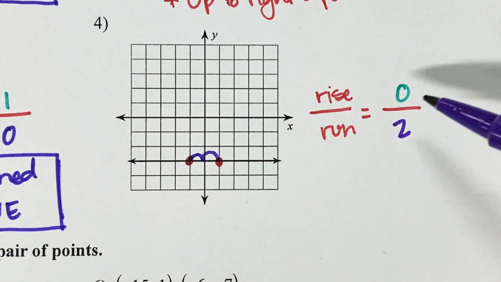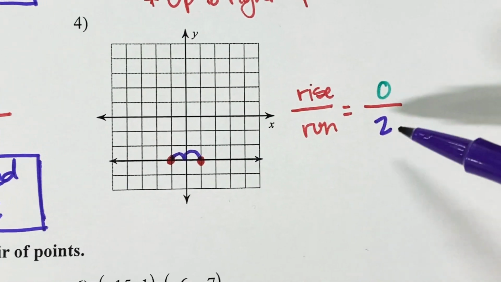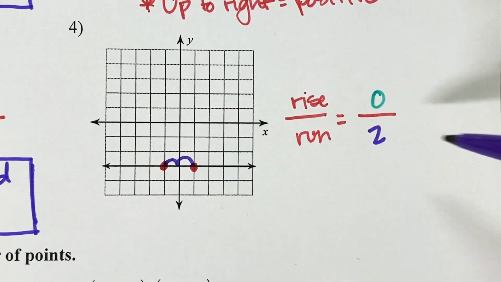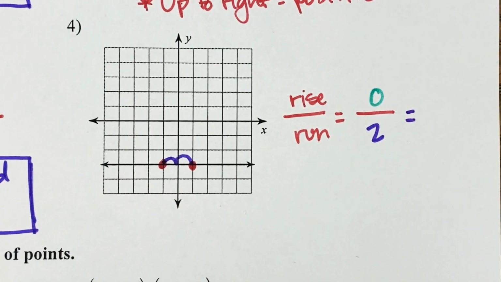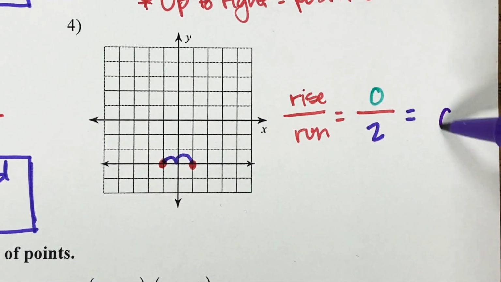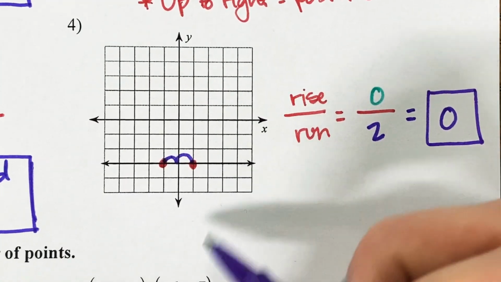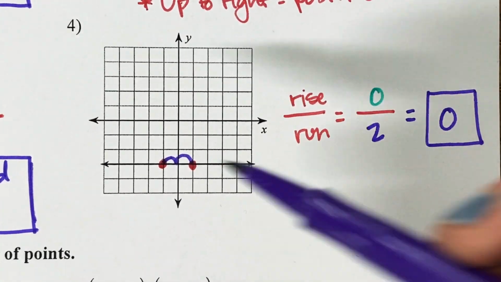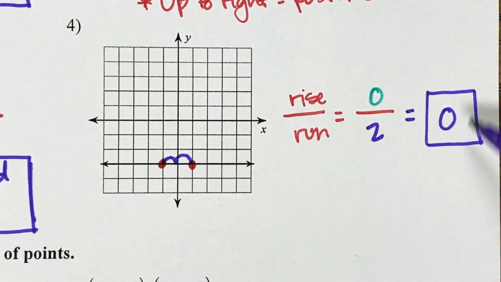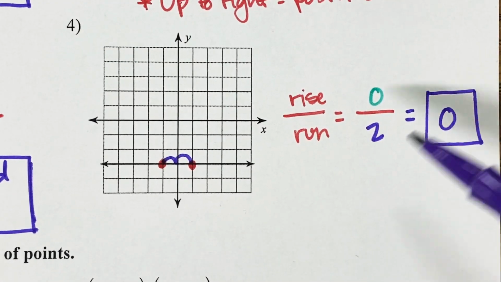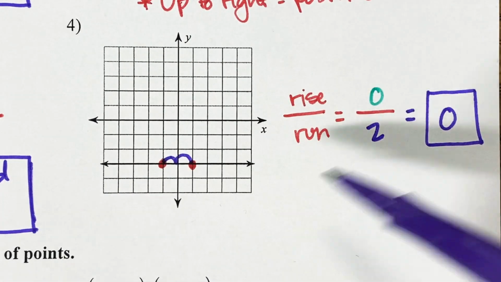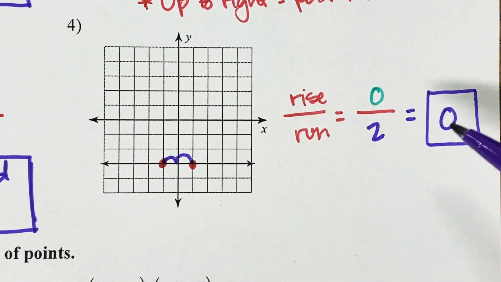Okay, but let's say I have 0 pencils divided by 2 people. How many pencils does each person get? What is 0 divided by anything? It's 0. Okay, so whenever you see a flat line, remember, think slope, snowboarding. If it's super flat, you're going to go really slow, like 0 miles per hour. So whenever you see a flat line, we know our slope is 0.